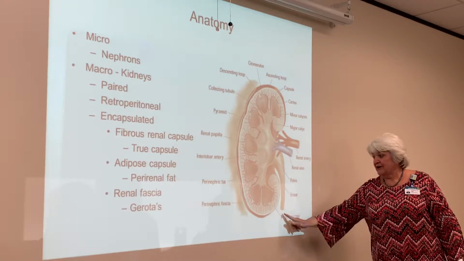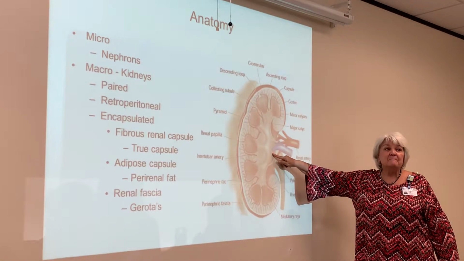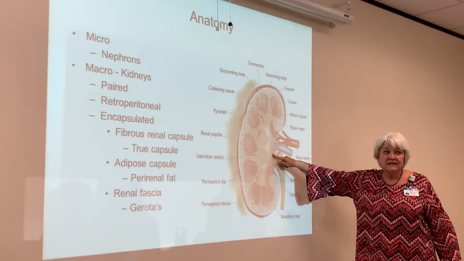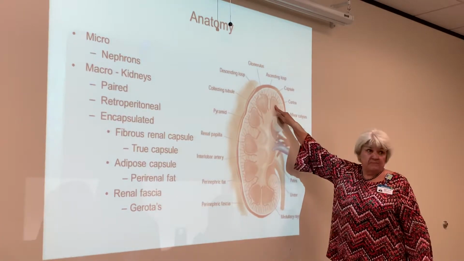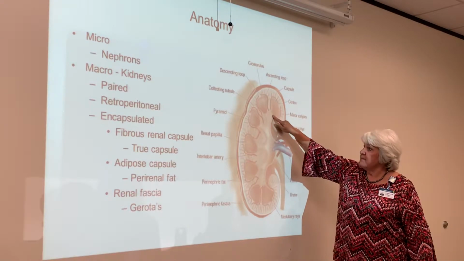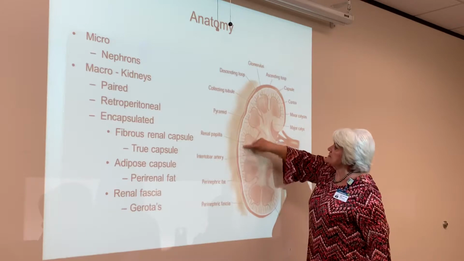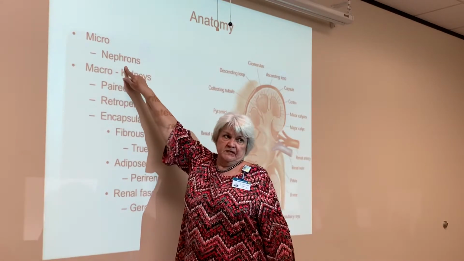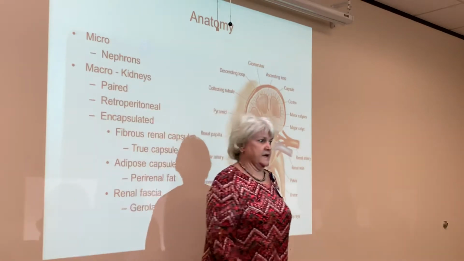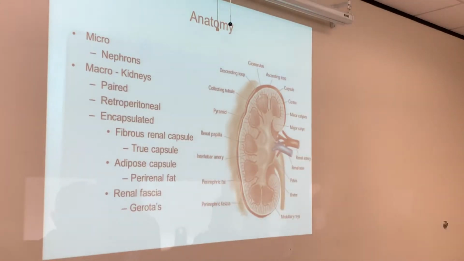Okay. Bladder, ureter, pelvis, major and minor calyces, pyramid. This is the apex. And inside the cortex, that's where all the nephrons are. Jillions of them. Okay? Because we're going to be studying the nephrons also.